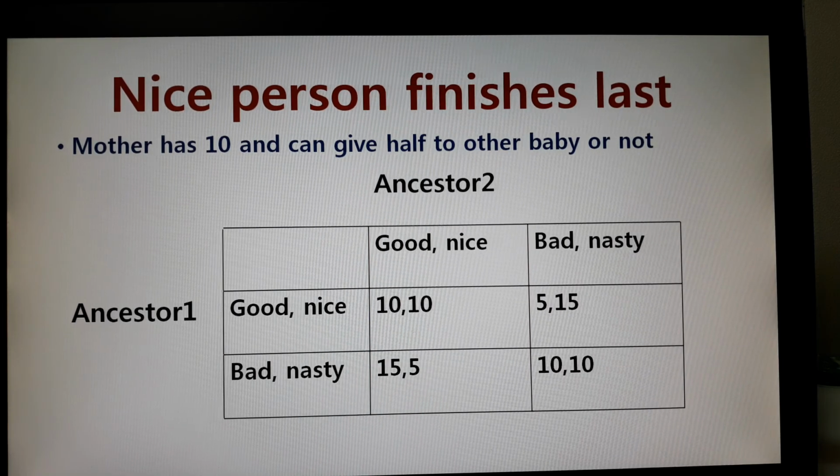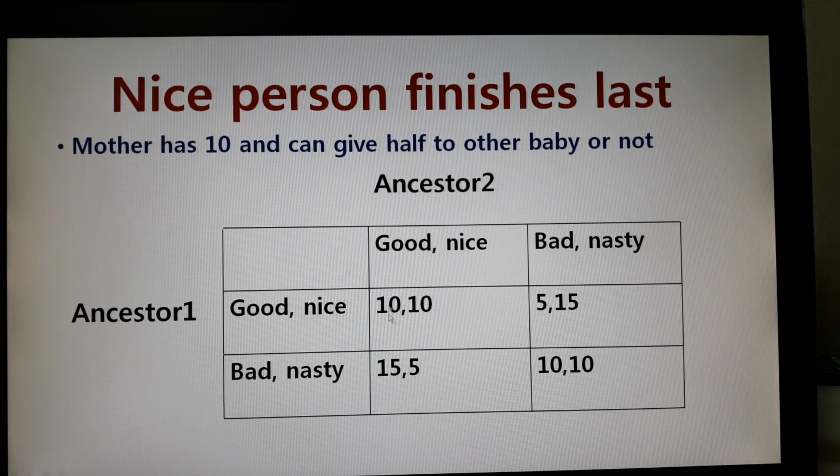Once you understand this game, the players, the strategies, and the payoffs, can you find the dominant equilibrium? Yes. 10, 15: bad is better. 5, 10: 10 is better. So ancestor one and ancestor two would have chosen the nasty characteristics.